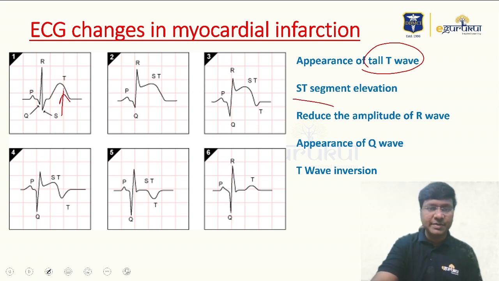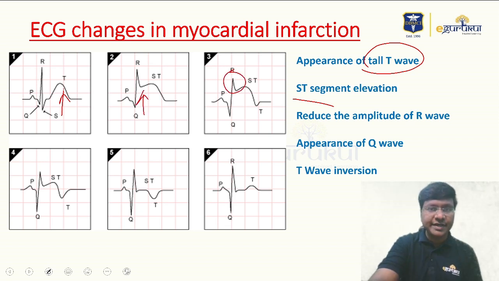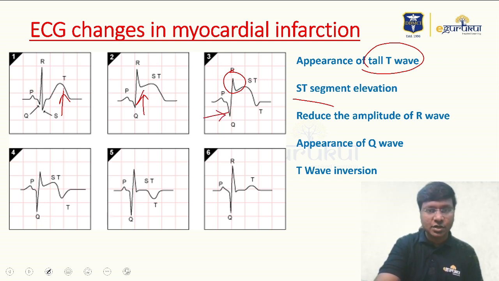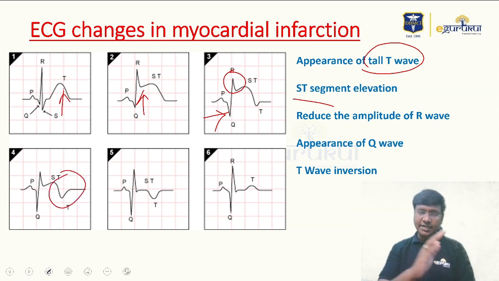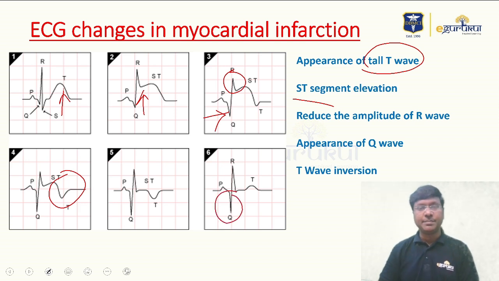And the second change will be ST segment elevation. The third important change will be reduction in the amplitude of the R wave. Next, there will be appearance of the Q wave, and subsequently you will have T wave inversion. And in old MI, you will have only the Q wave. The entire complexes will be normal. So these will be the ECG changes in myocardial infarction.